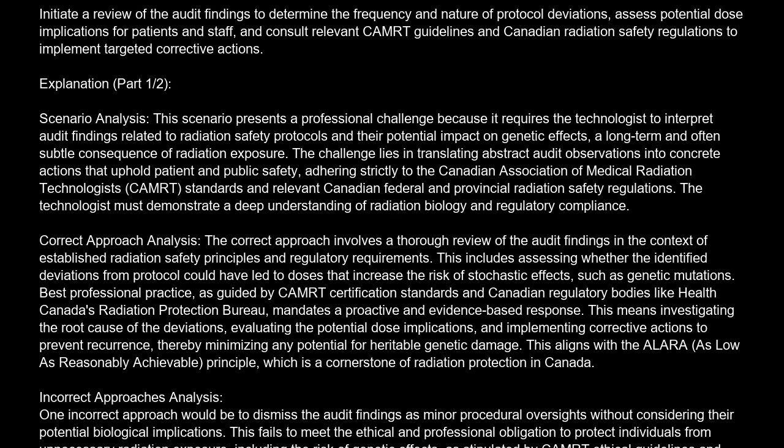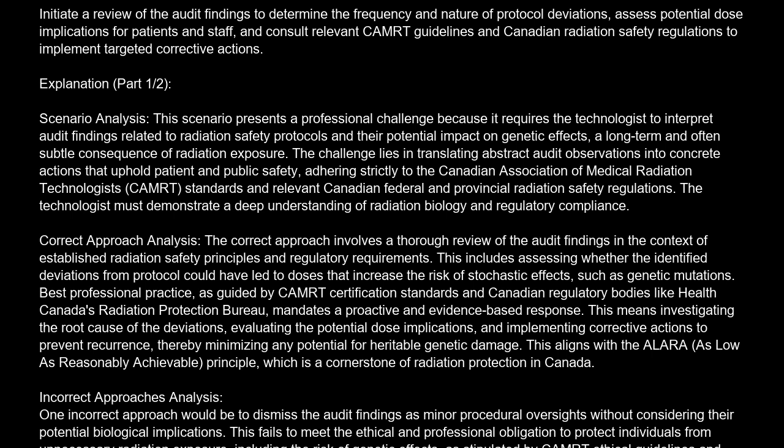Correct answer is A. Initiate a review of the audit findings to determine the frequency and nature of protocol deviations, assess potential dose implications for patients and staff, and consult relevant CAMRT guidelines and Canadian radiation safety regulations to implement targeted corrective actions. Explanation. Scenario analysis.